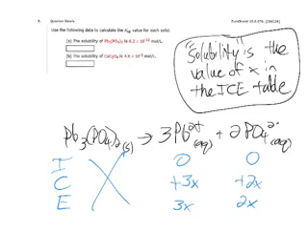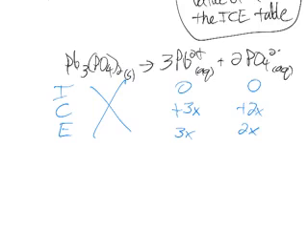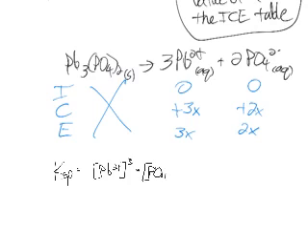Now from that we can write an expression for Ksp. Thinking back to chapter 13, it's products over reactants, all raised to the power of their coefficients. And remember that you get to ignore solids. So yes, we do have a reactant, but that reactant is a solid, so it does not belong in the ice table. Then it's as simple as plugging in the values that we've obtained.